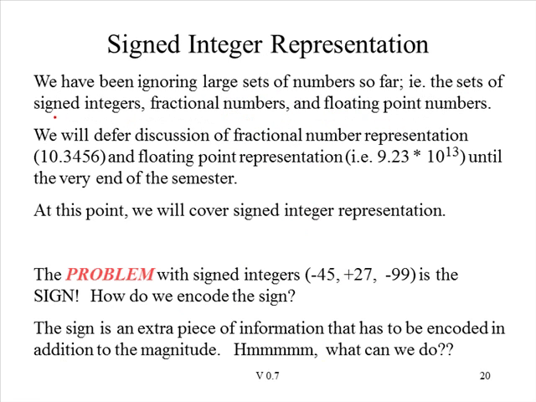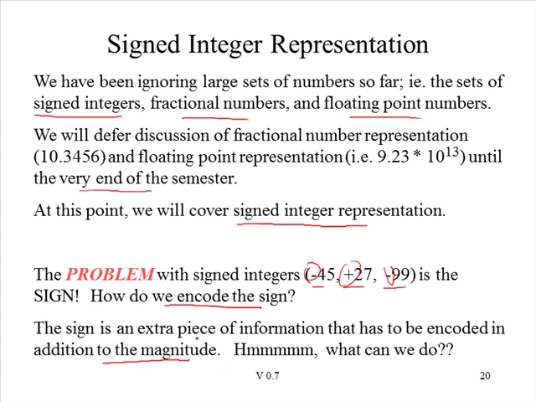As mentioned in the previous slide, up to this point we've been ignoring signed integers. We've also ignored fractional numbers and floating point numbers. We'll discuss these briefly at the very end of the semester. At this point, let's concentrate on signed integer representation. So the problem with signed integers, here's minus 45 plus 27 minus 99, is that we now have a sign. And the question is, how do we encode this sign? That's an extra piece of information that has to be encoded in addition to the magnitude. So let's take a look at 3 different approaches to this problem.